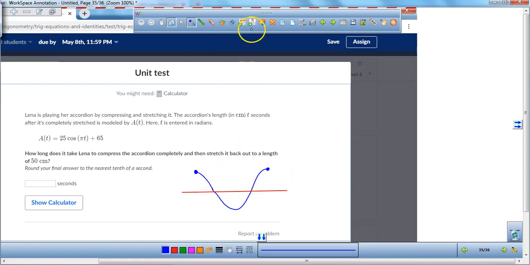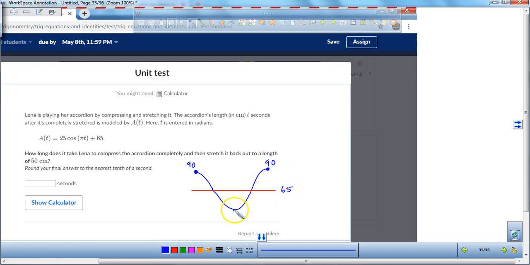All right, and our midline is going to be at 50. Sorry, not 50, 65. So there's our 65. That's our midline. All right, so our amplitude is 25. So if I go 25 up, it's going to put our maximum at 90.